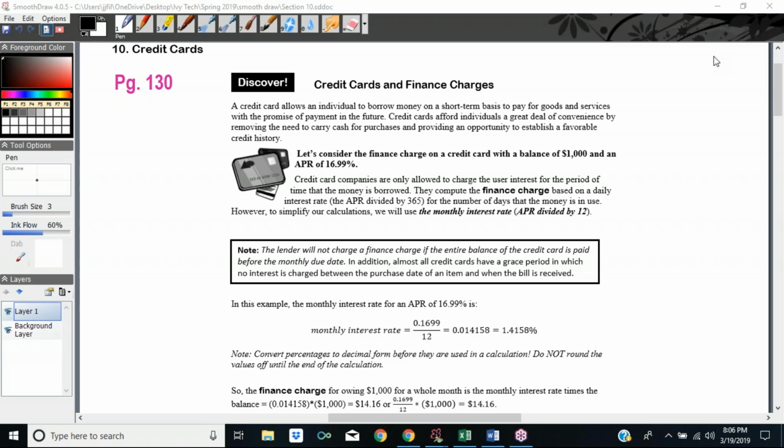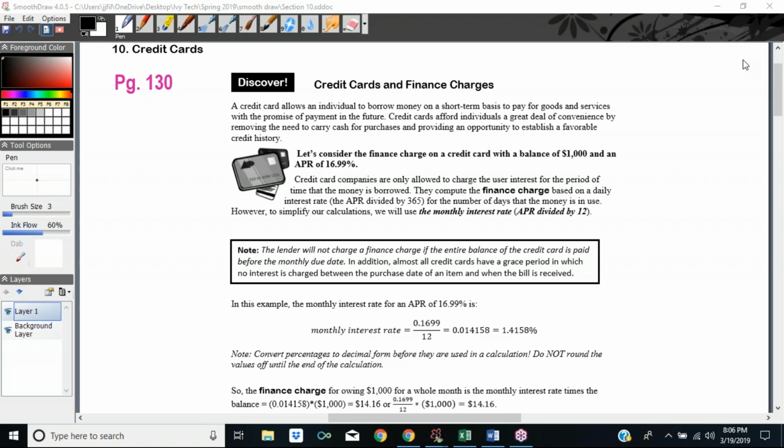If you pay the $25 before your bill is due, by the due date, there's no interest on it. However, if you don't pay the whole amount, then the interest starts to accumulate. So it says here, in addition, almost all credit cards have a grace period in which no interest is charged between the purchase date of the item and when the bill is received.